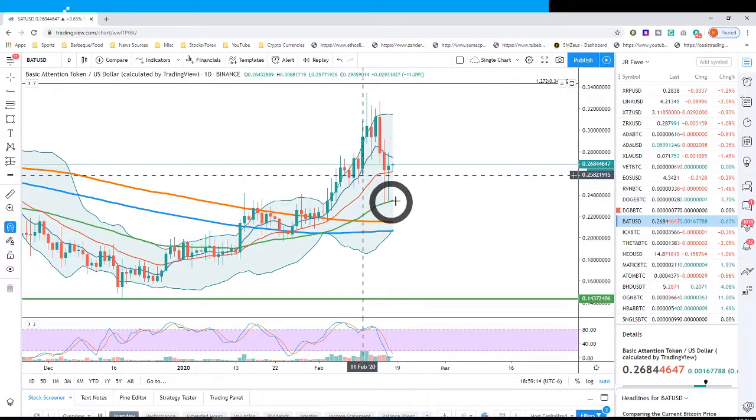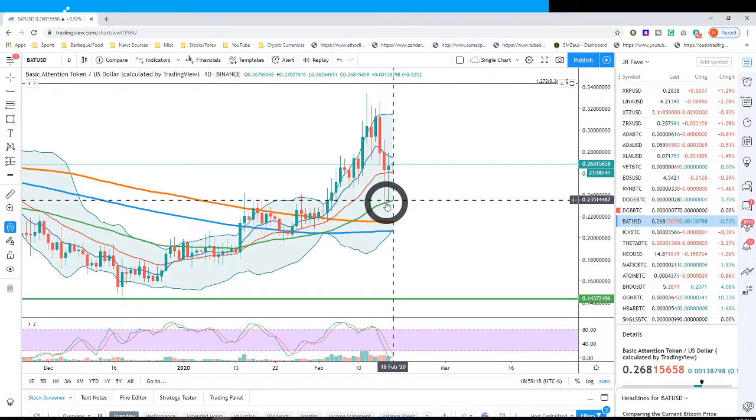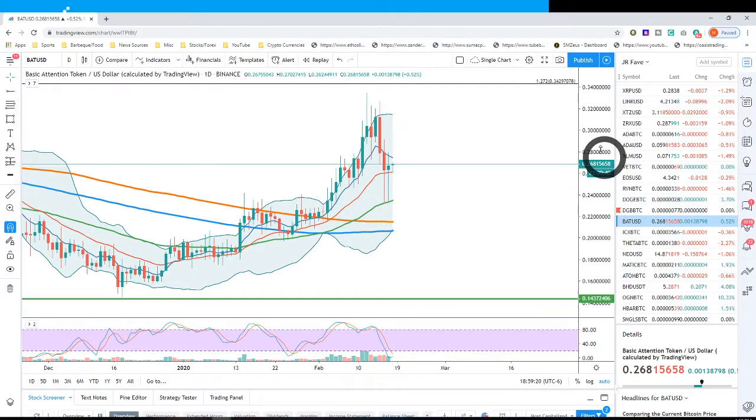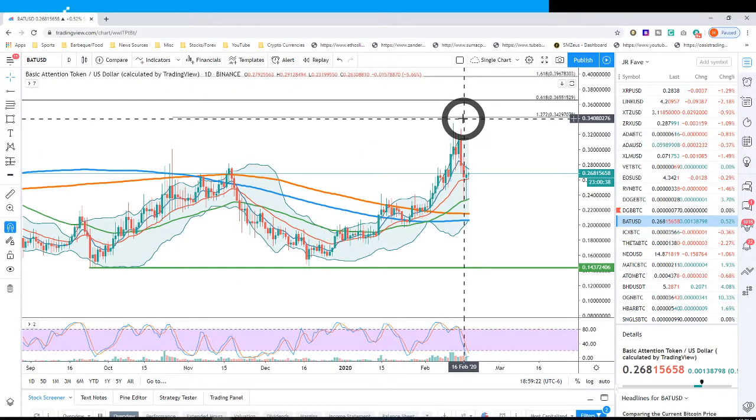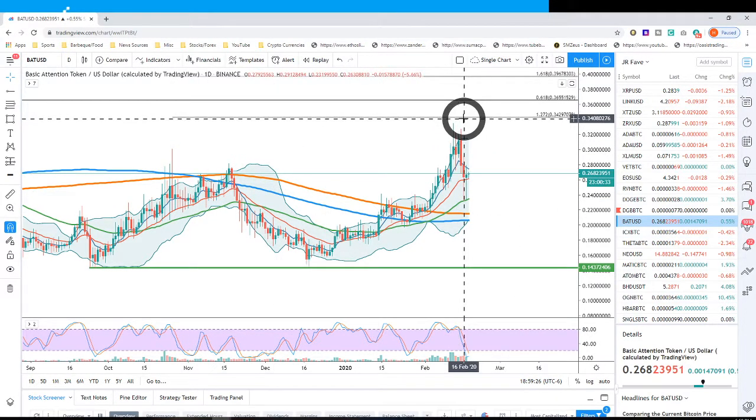Let's go over to BAT. And very similar, right? We're starting to see a lot of this. Big support down in here. It hit the 1272 retracement up here from that high to this low. That's where the move ended.